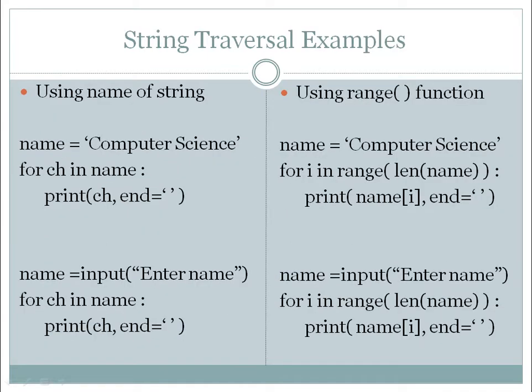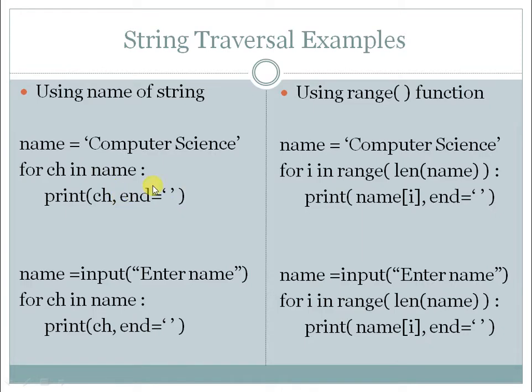Let us see the example. The first type is using the name of the string. Suppose the name of the string is name and we have the value as computer science. So using the for loop, we will write for a variable named ch in name. You know the syntax, for variable in a sequence. So what is the sequence here? Name, that is a string. So for the variable ch in sequence name, colon, because it is a compound statement. After 4 spaces, we write print ch and then we put end is equal to space.